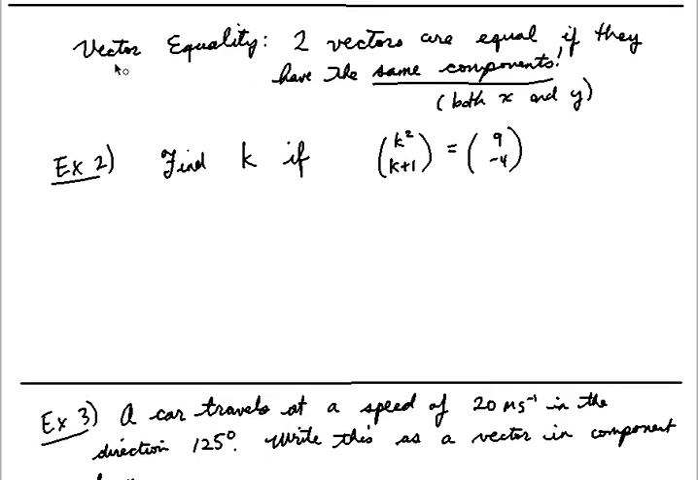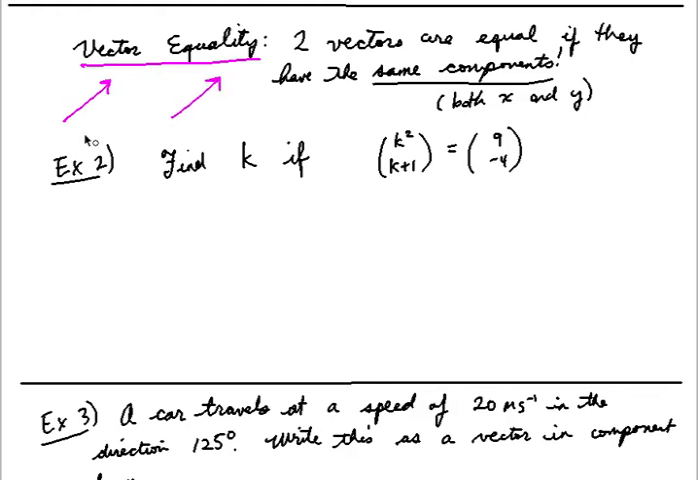All right, let's look at vector equality. We know vectors are equal if they have the same magnitude and the same direction. Well, it turns out that if two vectors have the same components, then they are also going to be equal to each other.